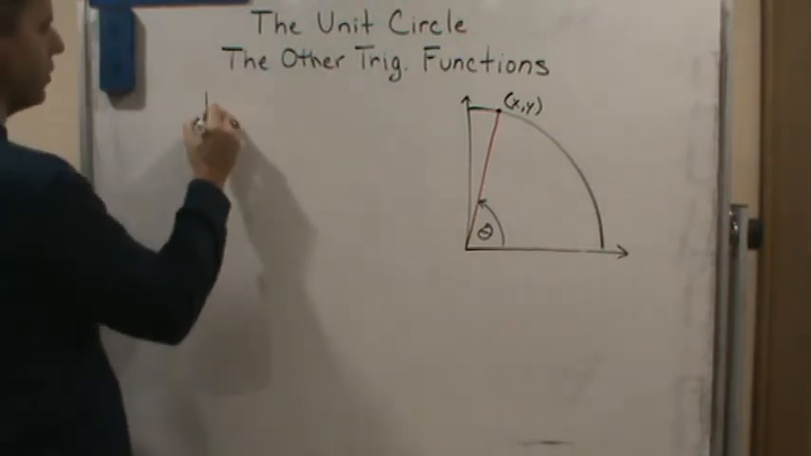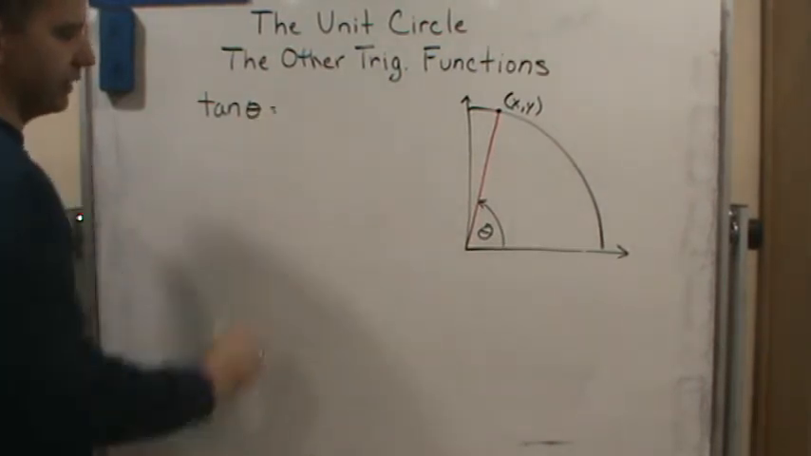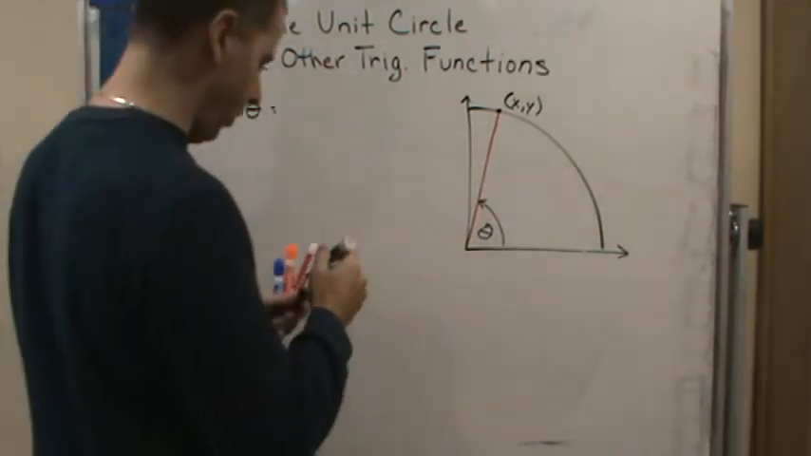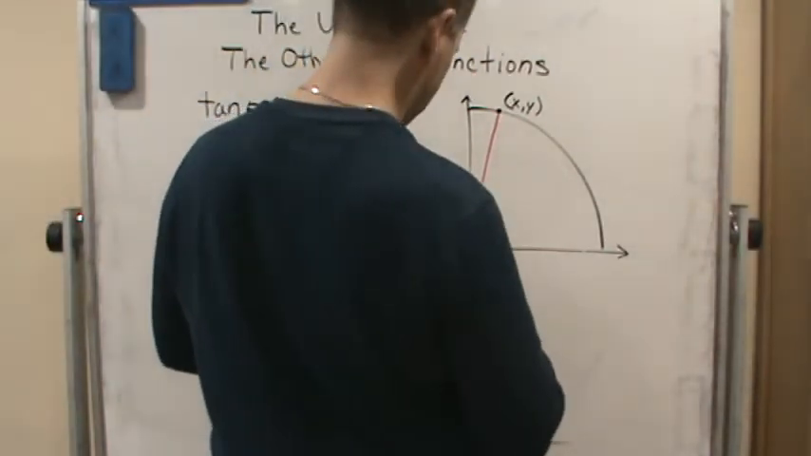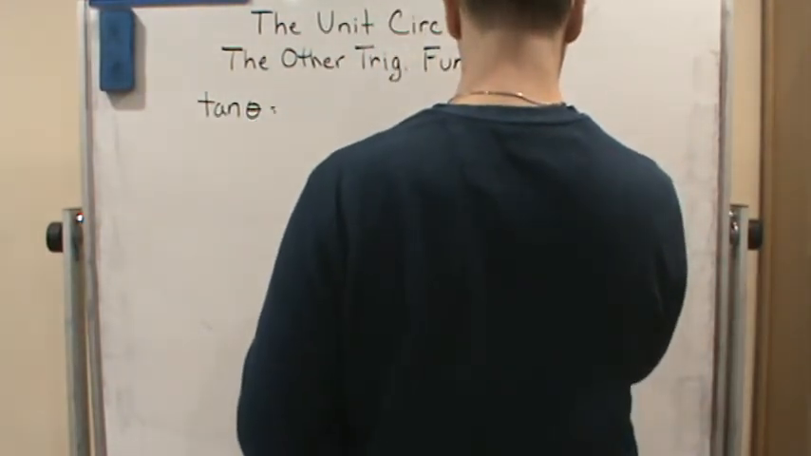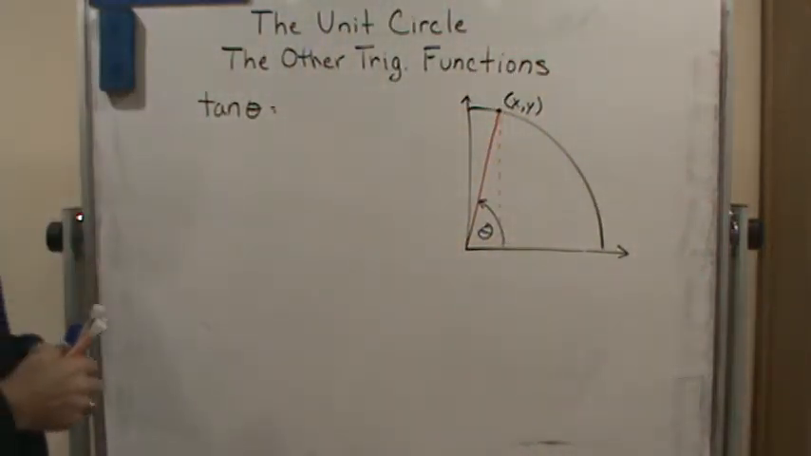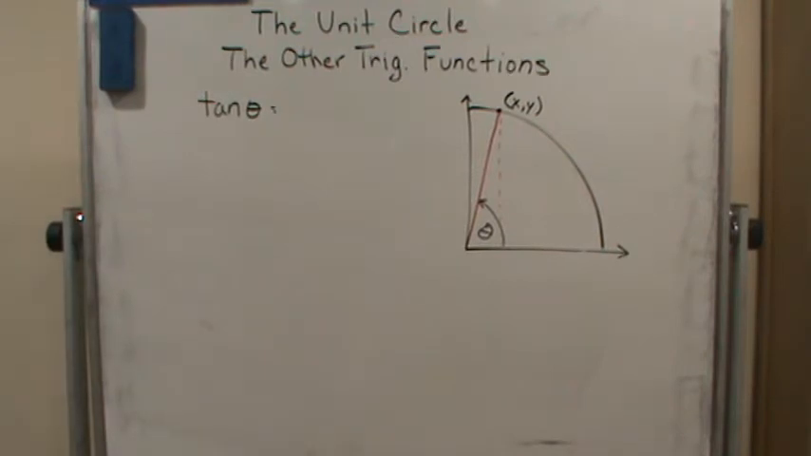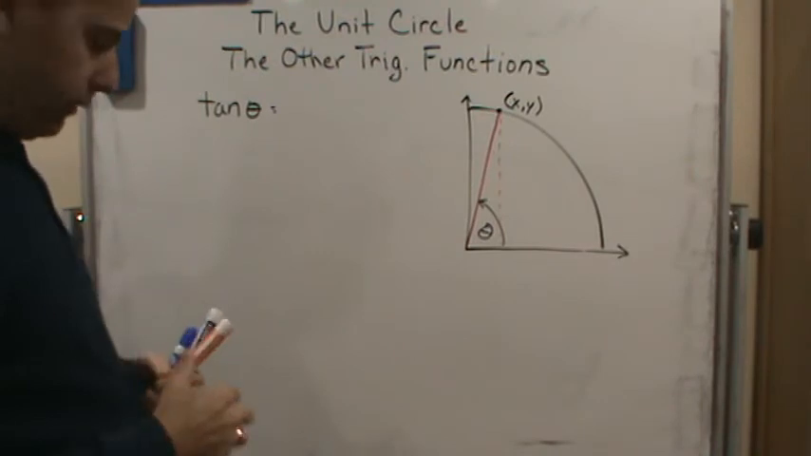Okay, so tangent of theta is the ratio. Again, if you look at SOHCAHTOA and what we've talked about before, it's opposite over adjacent. So we've got this triangle, and it's opposite over adjacent for tangent. So what does that mean? Well, it means it's the slope. The tangent of the angle is the ratio of y over x.